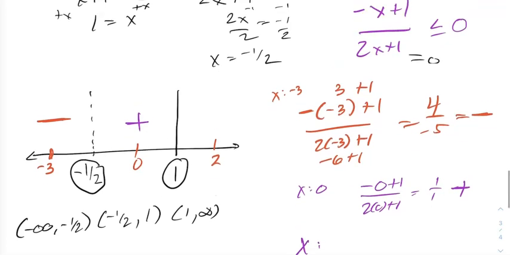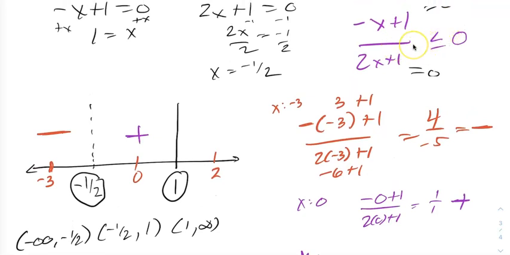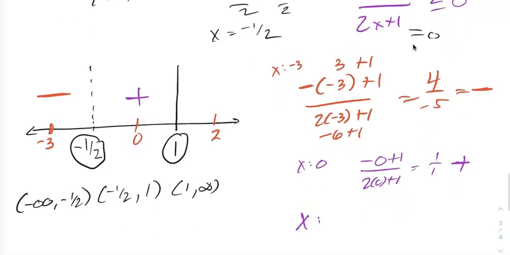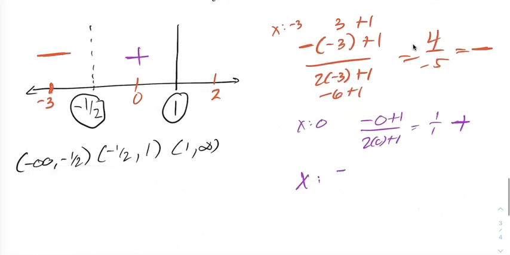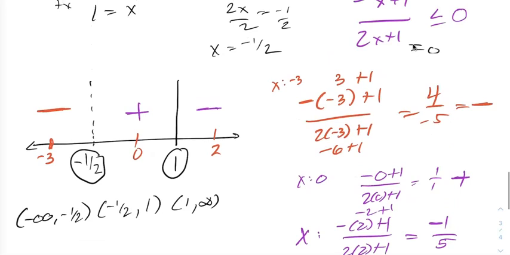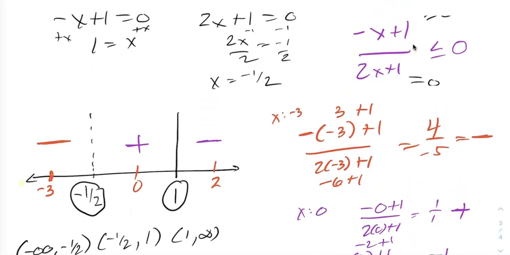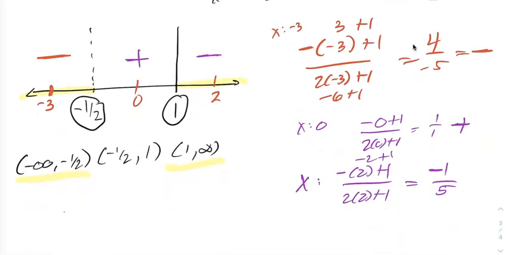x equals 2. By the way, it's not always less than, sometimes it's greater than. I don't know why I picked three that were all less than, my mistake. Anyway, move on. Let's plug in 2. So negative 2 plus 1 over 2 times 2 plus 1, which is negative 1 over 5. So this is negative. Again, in this case, I wanted less than, so my answers are going to be here and here. So there we go. And that's the lesson.